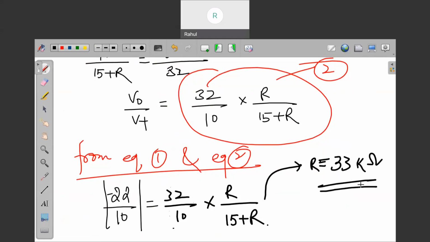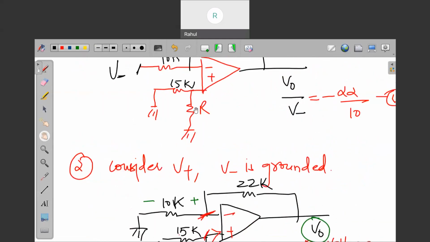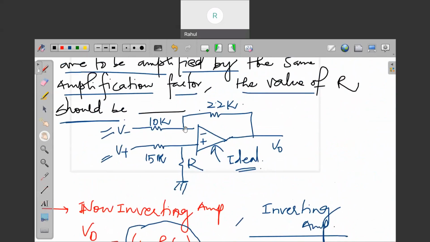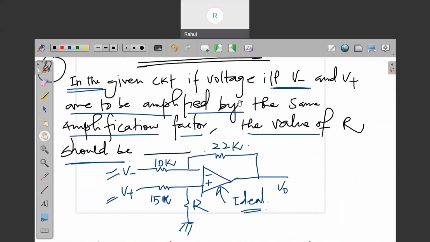So this was a very good question from Op-Amp. I hope this is clear for everyone. You can see here what we have done in the circuit. You need to identify what is going to be the gain of the inverting amplifier, what is going to be the gain of the non-inverting amplifier, and so on and so forth.